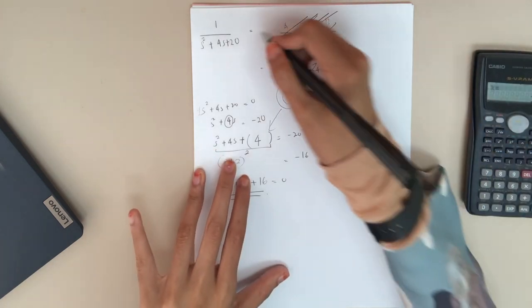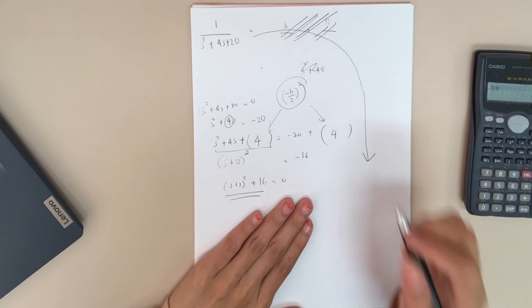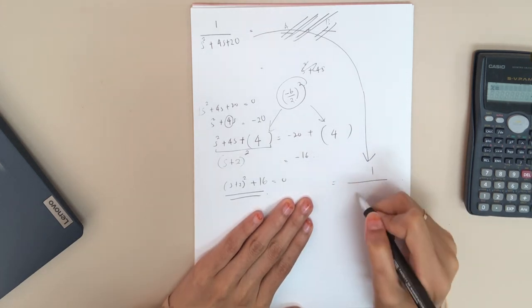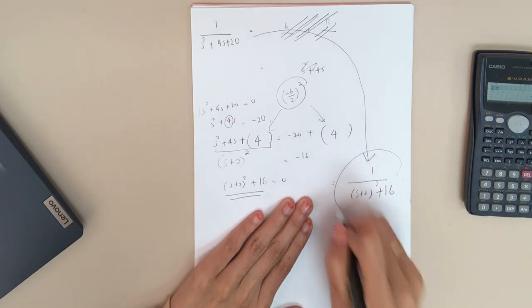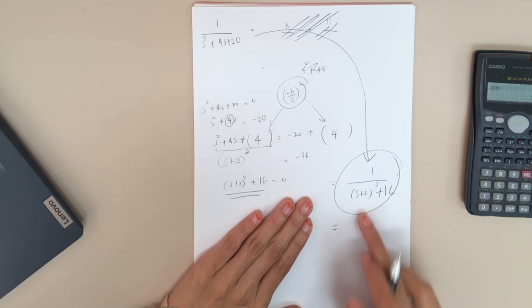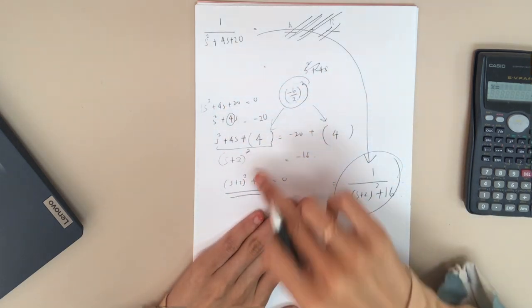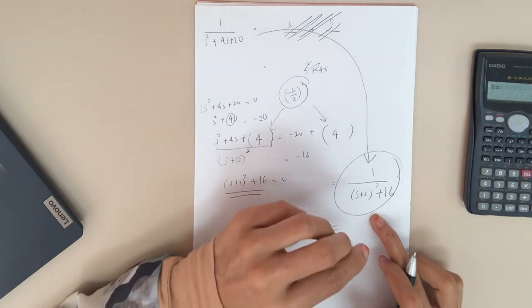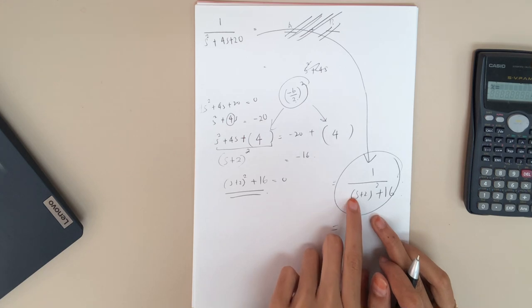Therefore, I'm continuing this. So this is our original question just now. So now it will be 1 over (s plus 2) squared plus 16. Okay, class, this one you can get the answer directly from the table already. Without using any partial fraction, without using the convolution, you just do the completing the square, then you get the pattern, and then you will get the answer directly from the table.